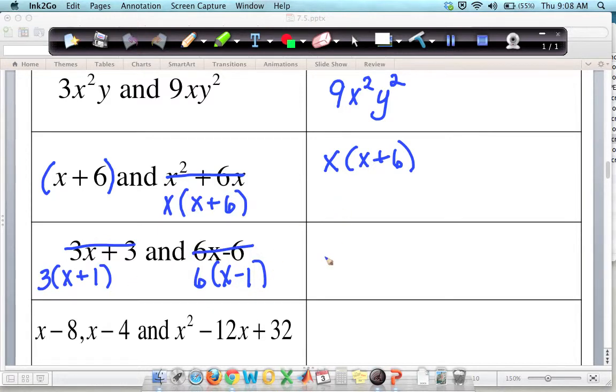Now we're going to find the LCD, start with the numbers. So 3 and 6, the LCD of 3 and 6 is 6. It's the first number 3 and 6 divide into evenly. I have no variable by itself, so I go to the factors, and they're different, so I have to include both of them. So 6 times x plus 1 times x minus 1. That is my LCD.